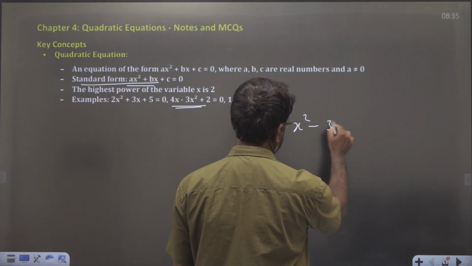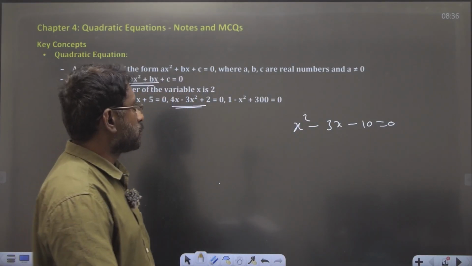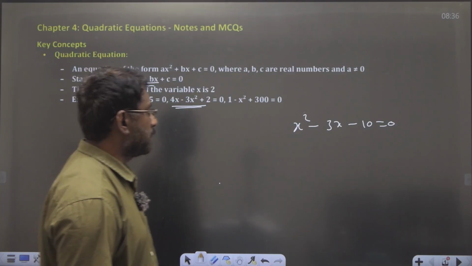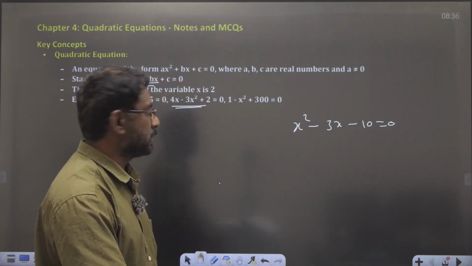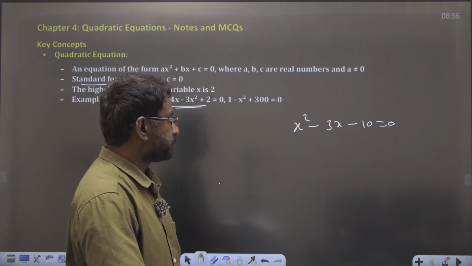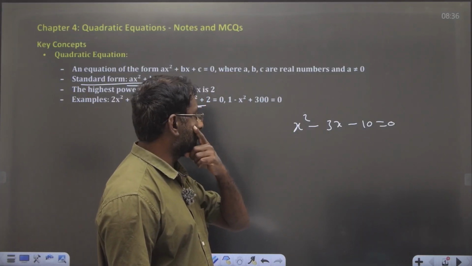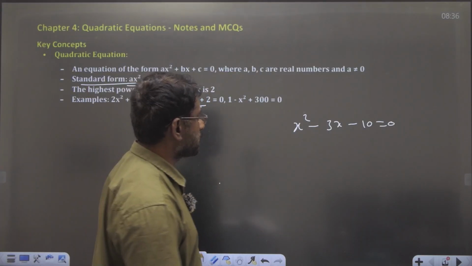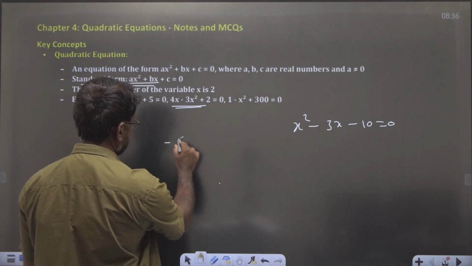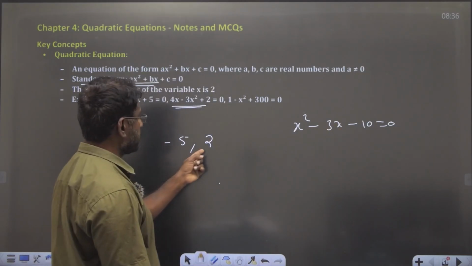x square minus 3x minus 10 equal to 0. Solve this quadratic equation using method of factorization. How can we factorize this second degree equation? The left hand side is a second degree polynomial. Here the coefficient of x square is 1, so assume two numbers whose product is the constant term and sum is minus 3. What are the numbers? Minus 5, 2. Minus 5 into 2, minus 10. Minus 5 plus 2, minus 3.